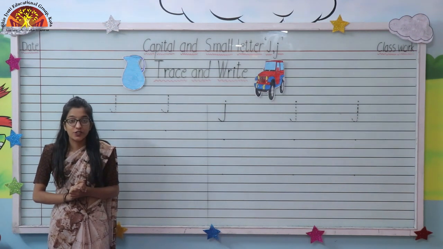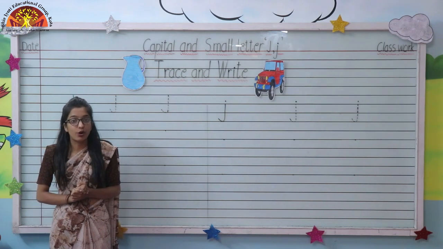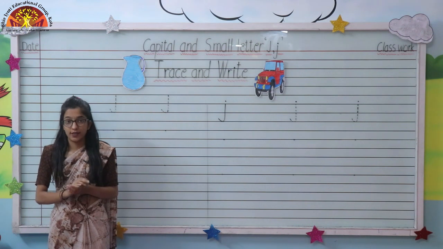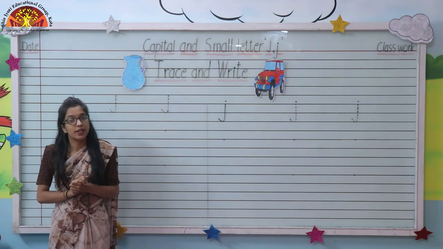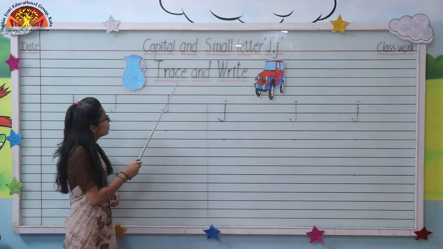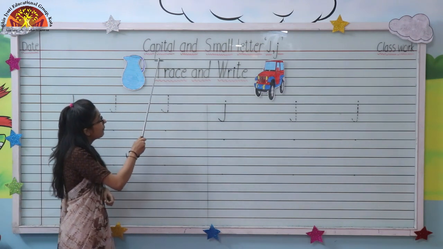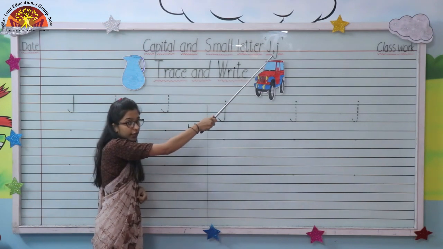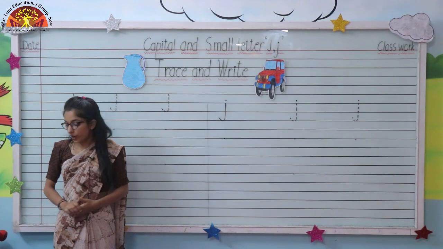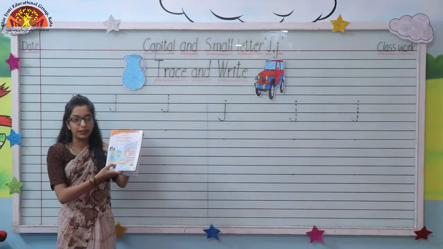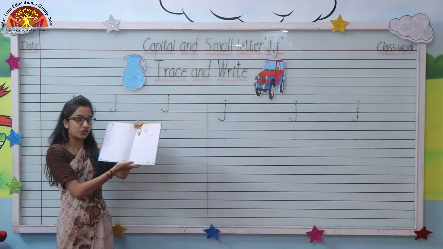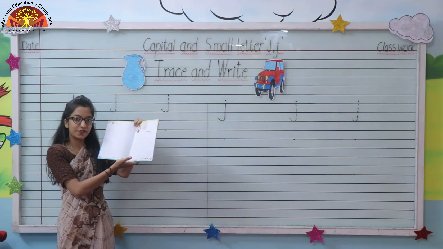Welcome to the class. Kids, in the previous classes we have already learnt about capital and small letters A to I. Today we will learn to trace and write capital and small letter J. Now take out your Grafalco, open page number 31, and mention the date and classwork at the top.